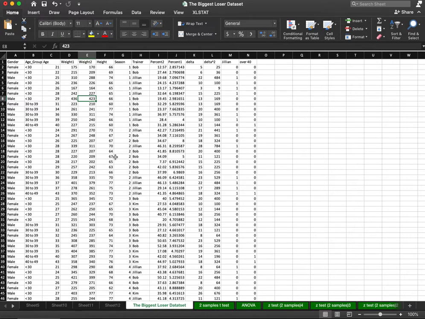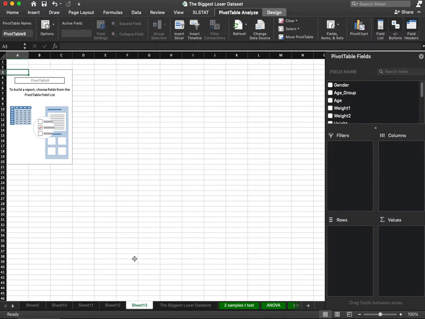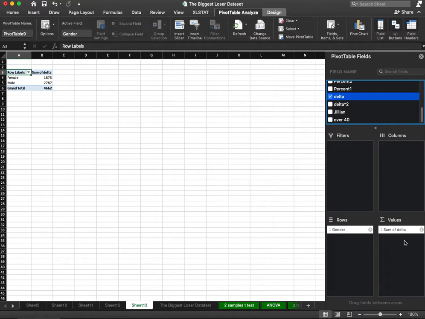To get the values that I need, I'm going to go Insert, Pivot Table. Pivot Table is a feature in Excel that allows me to manipulate my data and create a new table. It's a very simple way to simplify this. It looks very complicated when you start, but it's not all that bad. I'm going to take gender and put it in my row, so I have rows of women and men. And then I'm going to take delta, which is my weight loss, put it as a value. I'm going to do this 3 times.